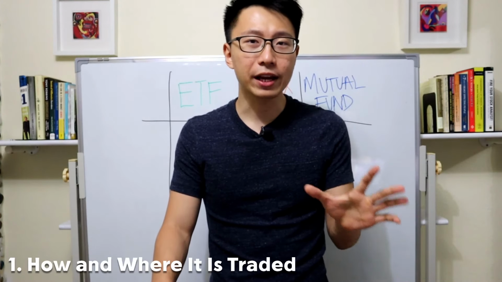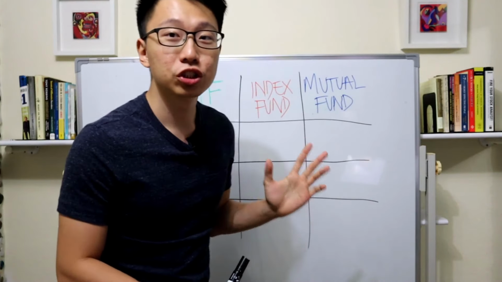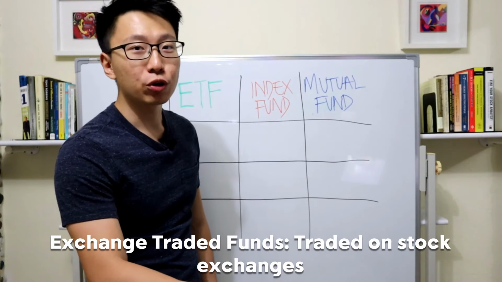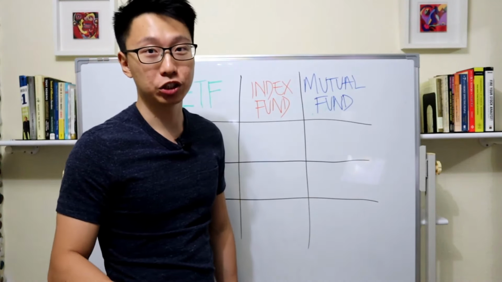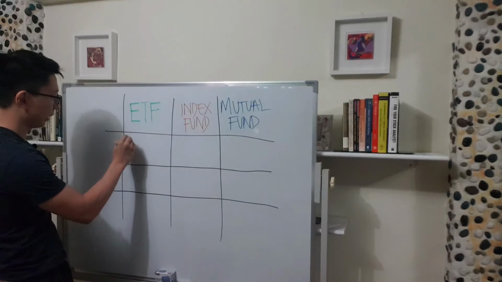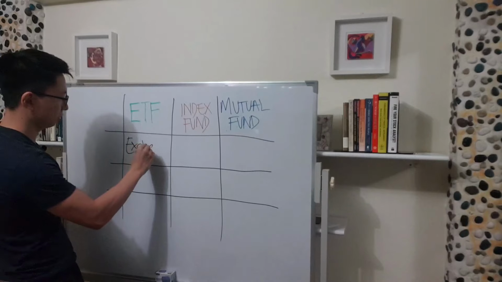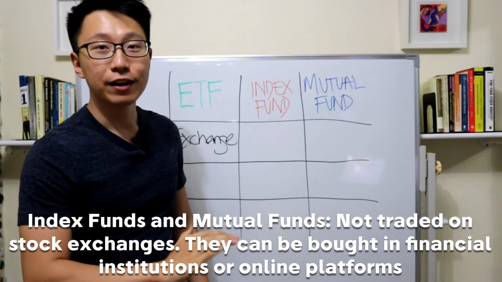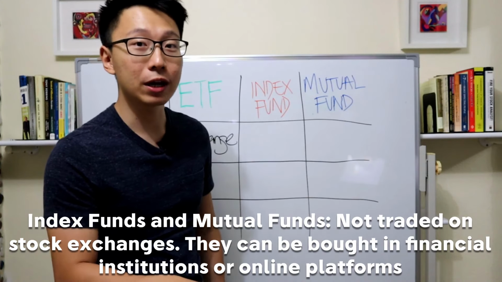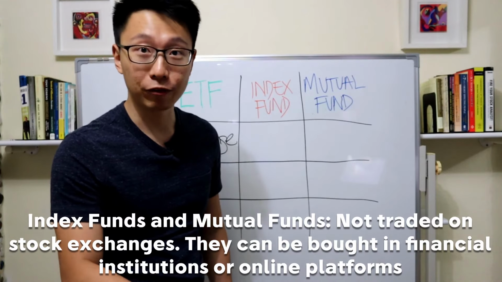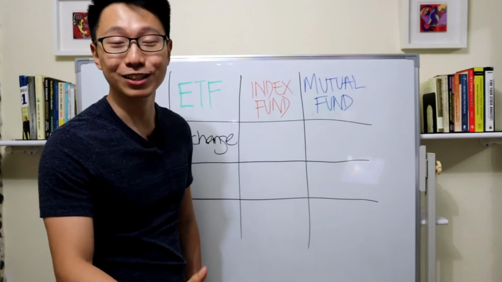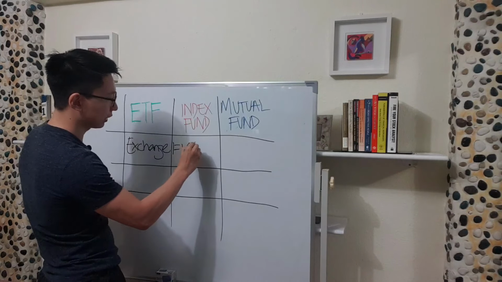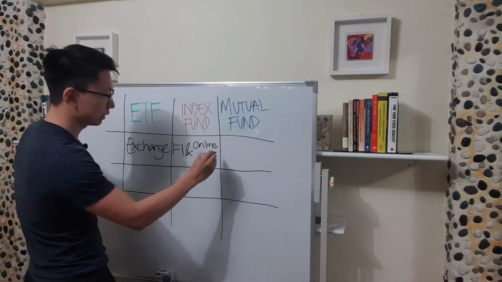Firstly, it is how and where it is traded. So let's take a look at this chart over here. Exchange traded funds are traded on stock exchanges, for example, the Singapore Exchange, SGX. Whereas for index funds and mutual funds, they are not traded on exchanges and they can be bought in financial institutions or online platforms. Financial institutions can include banks and insurance companies.